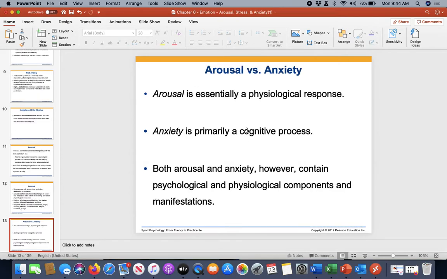So when we talk about the differences, make sure you understand that arousal is a physical response, and anxiety is a cognitive response. Arousal is going to cause a physiological change, some sort of change in the body state. Anxiety is going to cause a change in the mind state. And that's really where the difference lies.